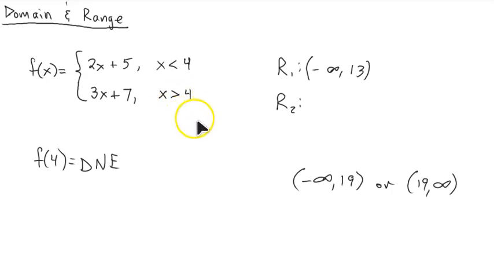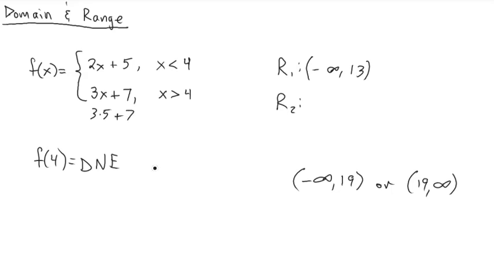So we're going to pick a number that is larger than 4. Let's say 5. 5 is larger than 4. And so we're going to plug 5 in. 3 times 5, let me just do that right here. So 3 times 5 plus 7.